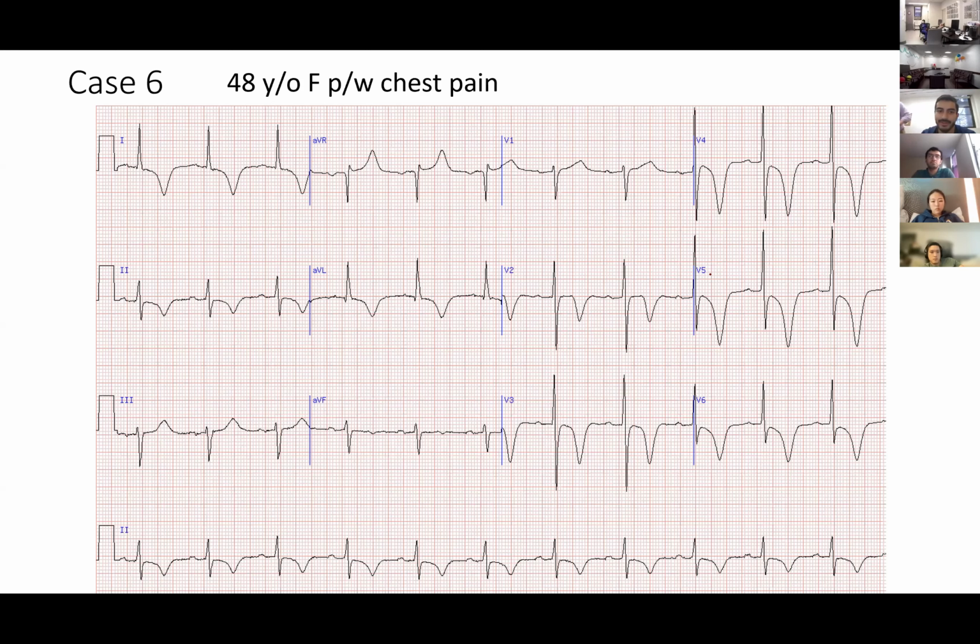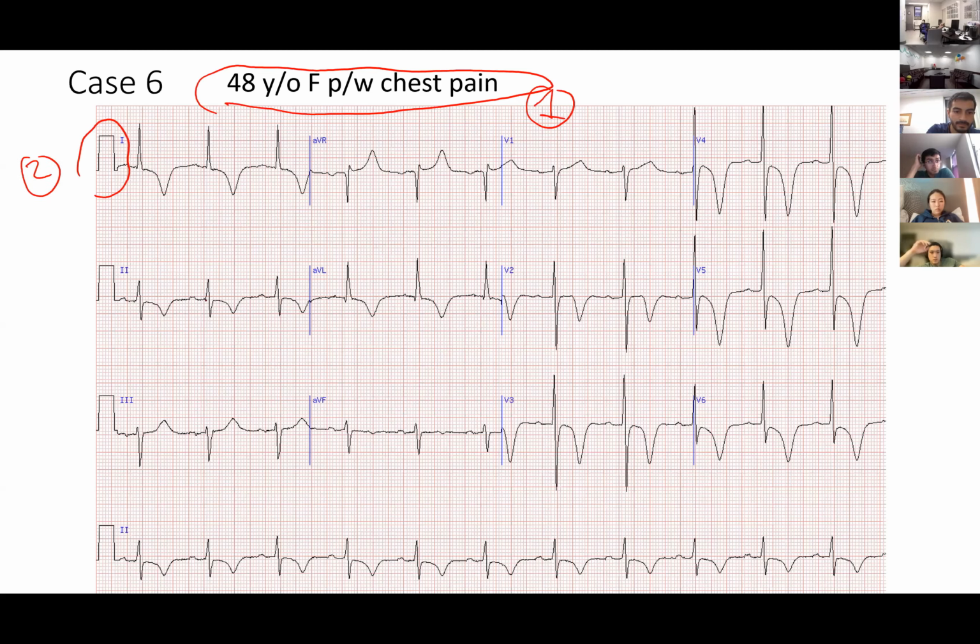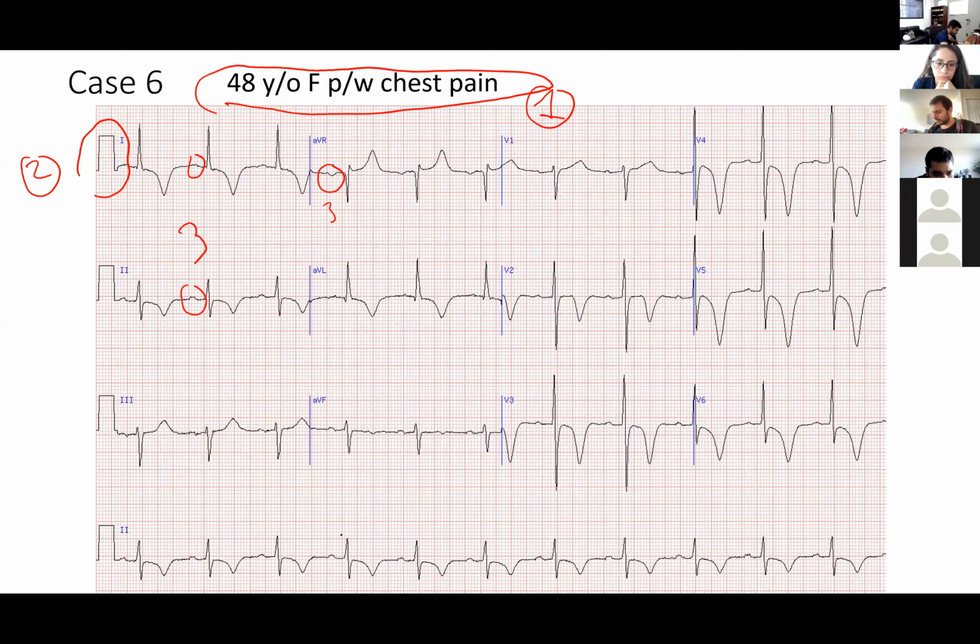Okay, sure. So this is a 48-year-old female who comes with chest pain. Standardization next. I see the voltage is two big boxes, so that's good. Then I can see the P wave in 1 and 2 upright, and in the AVR the P wave is negative, and the T wave is also negative. That's after the rhythm. It looks like the rhythm is regular, and the rate is about 4 big boxes, so about 75.